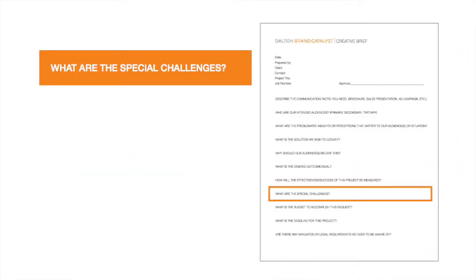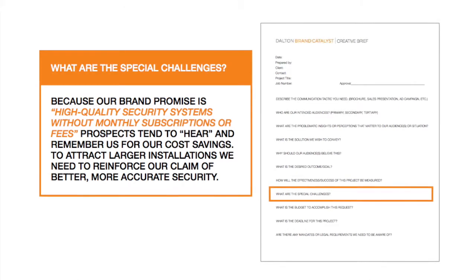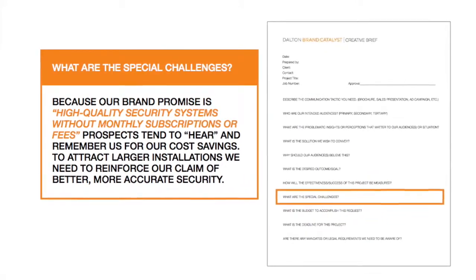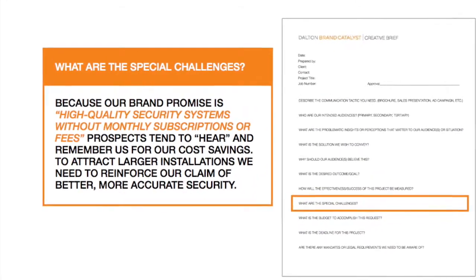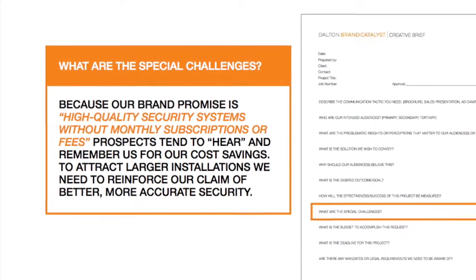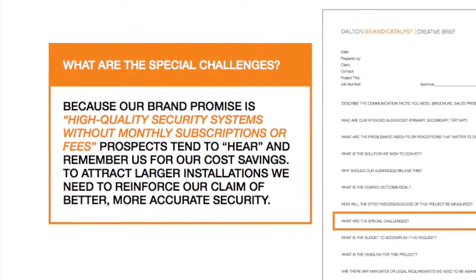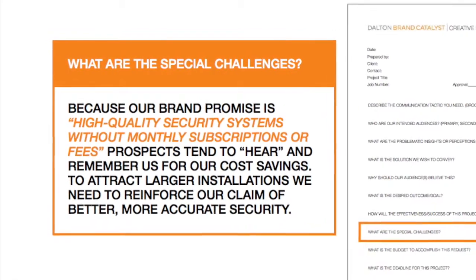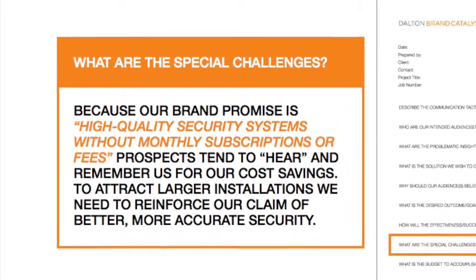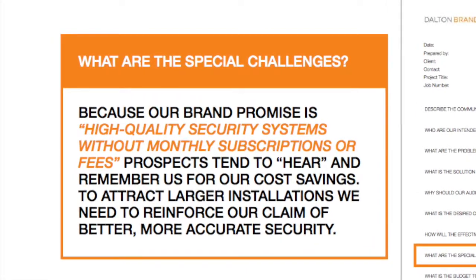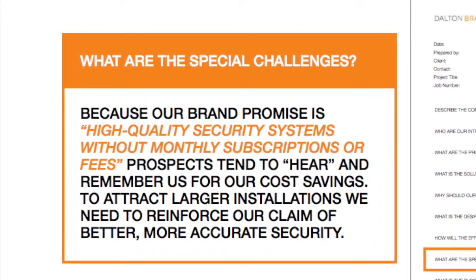The next question, what are the special challenges? Now, this is an opportunity for you to better understand miscellaneous issues, obstacles, or circumstances surrounding your brand, your audiences, or the industry that could affect how your message is received. In this case, the answer has to do with the need to redirect a brand promise. The answer: because our brand promise is high-quality security systems without monthly subscriptions or fees, prospects tend to hear and remember us for our cost savings. But to attract larger installations, we need to put more weight on our claim of better, more accurate security.